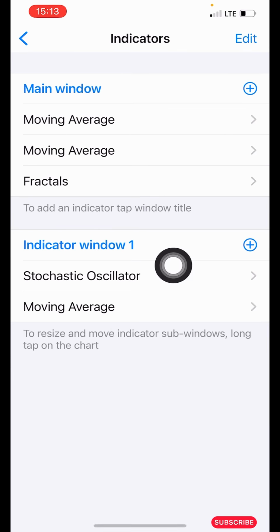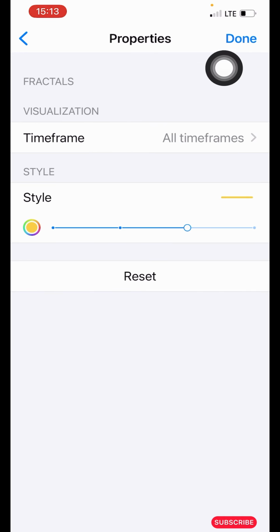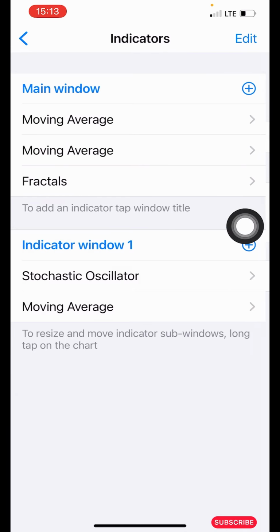Now the third indicator here is fractals, so you click here, you search for your fractals. For the fractals, you only need to change this here to color yellow, 3 pixel, and you are done. You click on done.